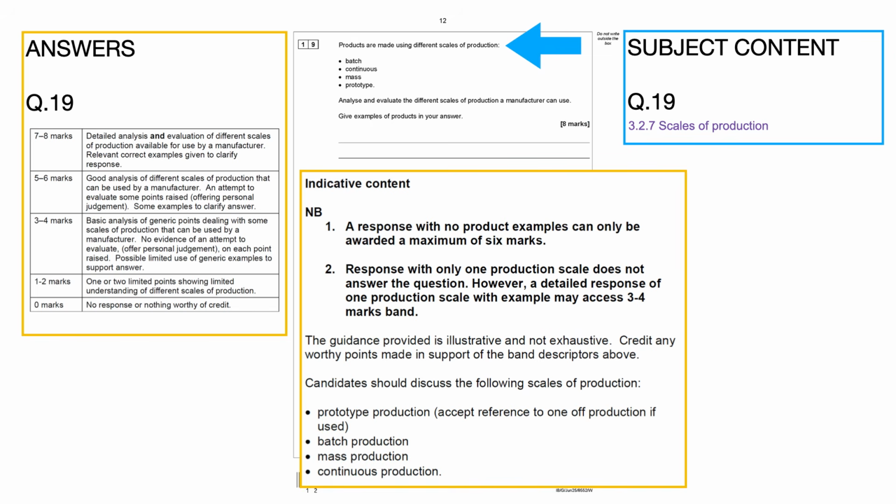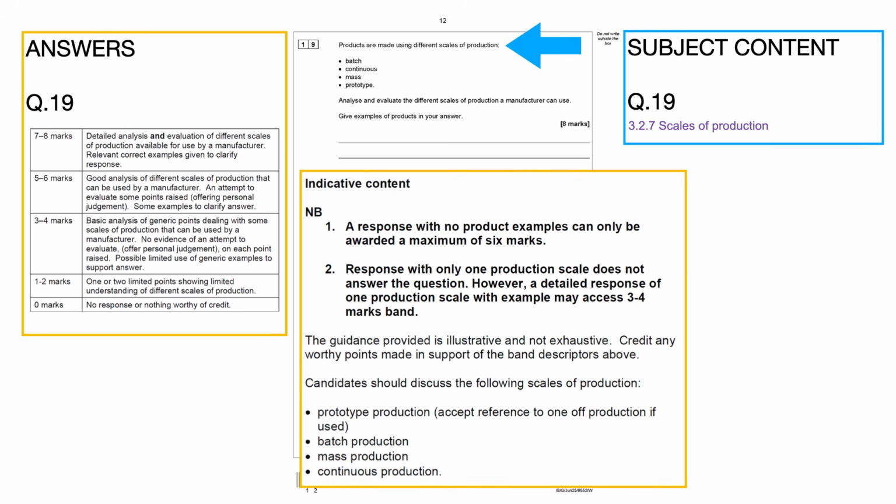Now question 19 is an 8 marker based on scales of production from 3.2.7. The question is as follows. Products are made using different scales of production. We have batch production, continuous production, mass production, and prototypes or one-offs. You need to analyze and evaluate the different scales of production a manufacturer can use. You need to give examples of products in your answer for those 8 marks.